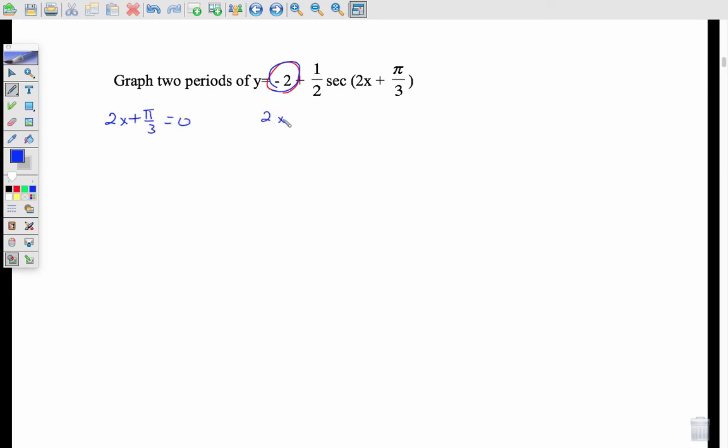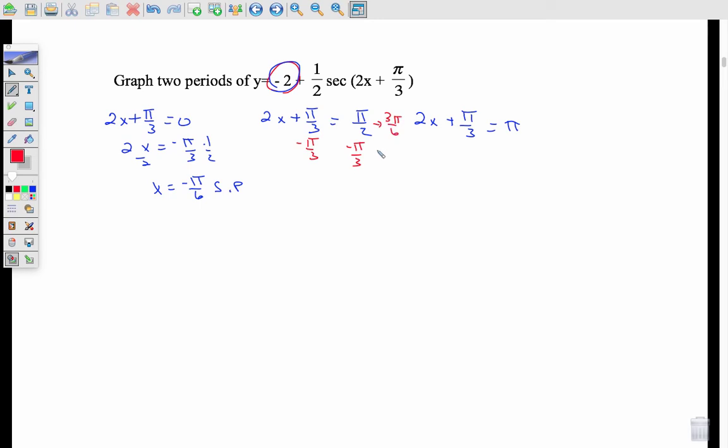So here my argument is 2x plus pi over 3. To find a starting point, we'll set it equal to 0. To find a quarter point, we'll set it equal to pi over 2. And to find a midpoint, we'll set it equal to pi. I'm going to zip a little bit quicker through this. Negative pi over 3, divided by 2, multiplying by 1/2, x equals negative pi over 6 is our starting point.